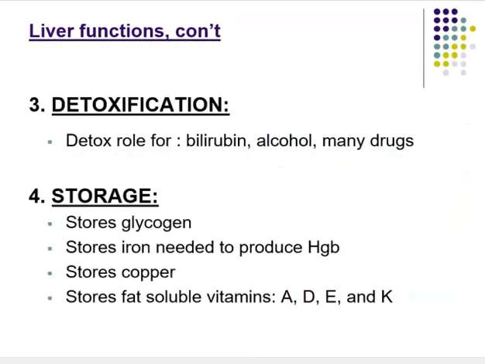The next function of the liver is detoxification. It can play a detox role of many substances such as bilirubin, alcohol, and drugs, and these can be recreational drugs or prescription drugs. The liver serves as a filter. The fourth function is the liver can act as a place of storage. The liver can store glycogen. It can store iron needed to produce hemoglobin. The liver can also store copper, and it can store fat-soluble vitamins such as A, D, E, and K.